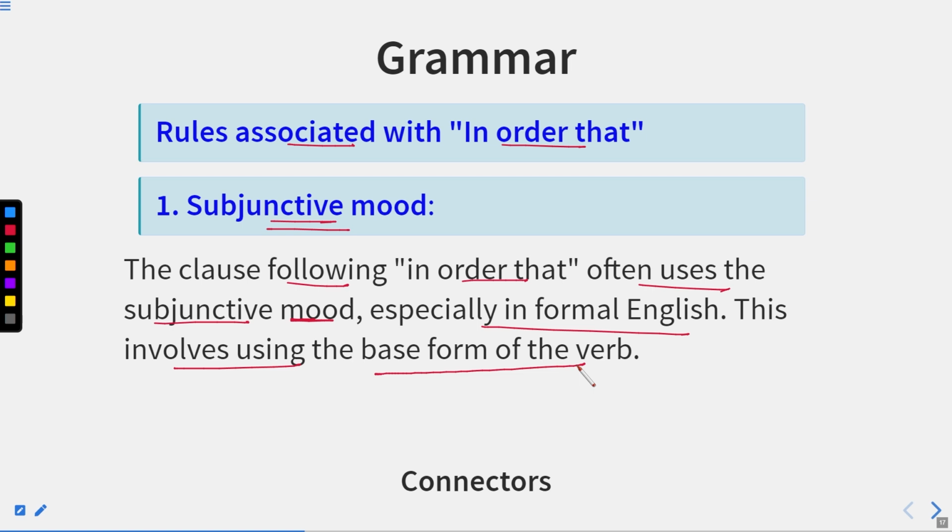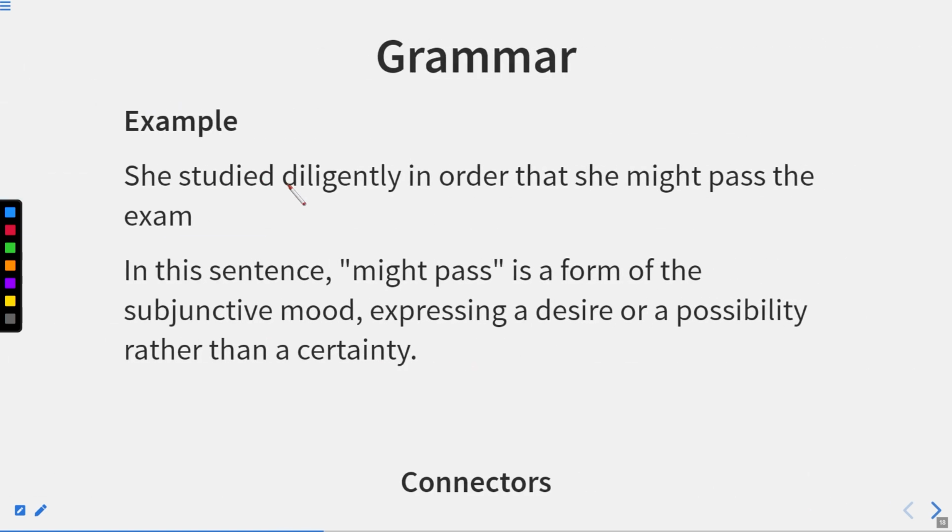So, if I'm using these types of phrases, we can have the past plural form of verbs, as the rule is already predefined. She studied diligently in order that she might pass the exam. Now, in this sentence, might pass is a form of the subjunctive mood, expressing a desire or a possibility rather than a certainty. So here we are not talking about certainty. In fact, we talk about imaginative situations, or you can say subjunctive mood.